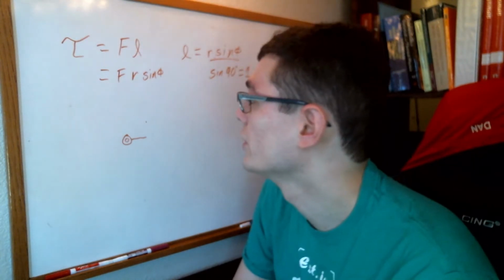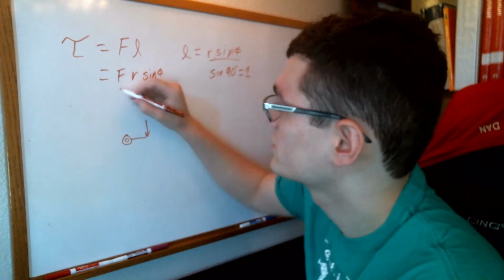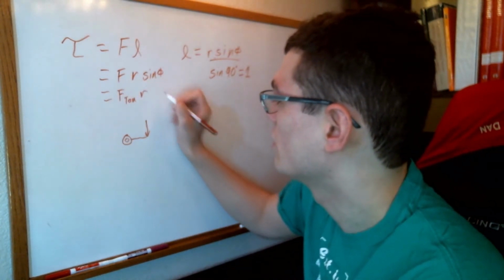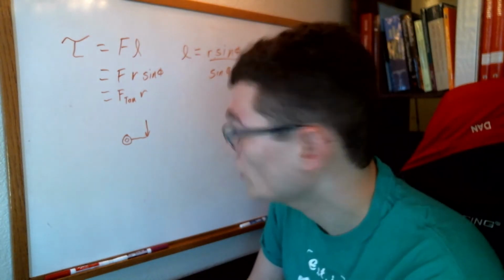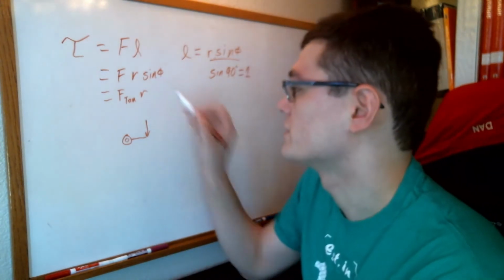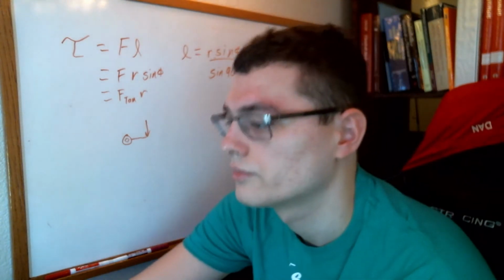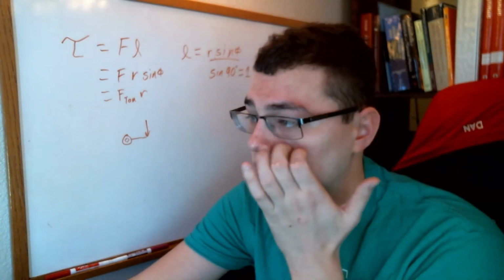Now, for when the force is tangential, like we said before, when it's straight down like this, we can say that this is F tangential times R, and that eliminates the sine phi. Or when you multiply F by sine phi, you get the force that's tangential. So we can always expand this.